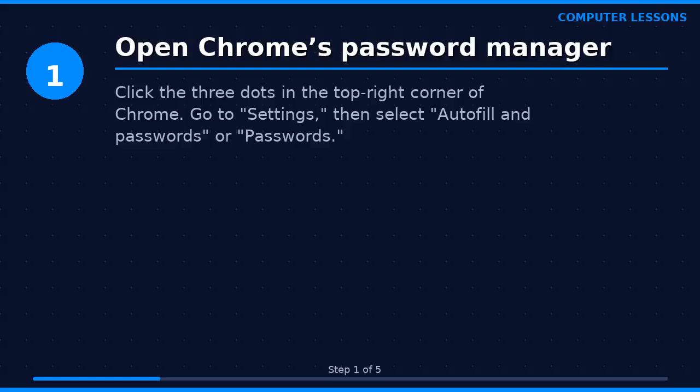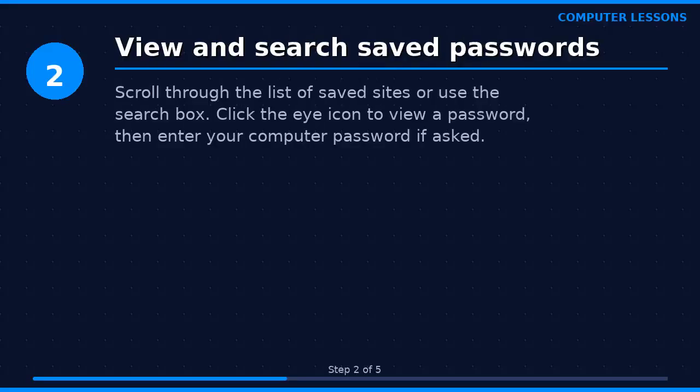Top right corner, those three little dots, that's your playbook. Click them, hit Settings, then head into Autofill and Passwords, or just Passwords. That's your locker room where every saved login is hanging out.